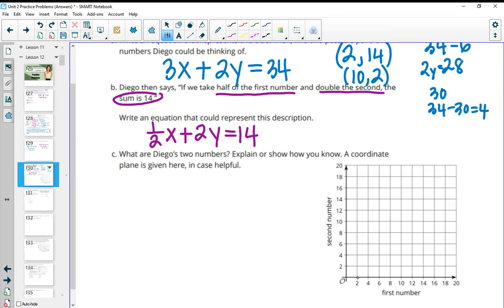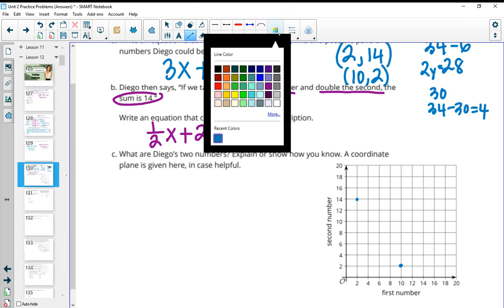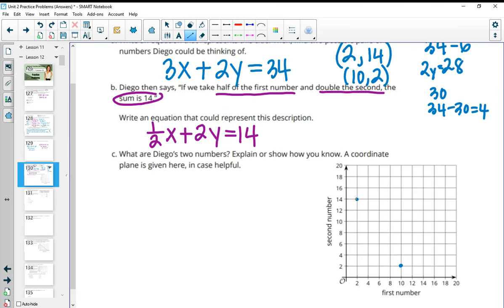So I'm going to graph the points that we figured out from the first clue. So (2, 14) is a solution to that one. Also (10, 2) was a solution. And then you can just use a ruler to connect those 2 points to make sure that you have a straight line so you can see all of the points that it's crossing. So you want to be precise on that.